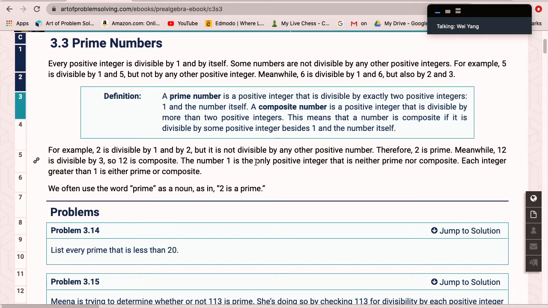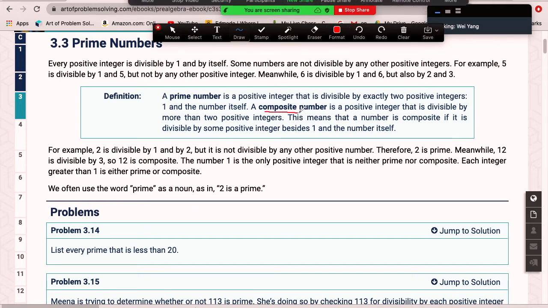Everybody, do you know what is the smallest prime number? 2. Yes. And relative to prime numbers, if a number is not a prime number, we call that a composite number, right? We call it a composite number.